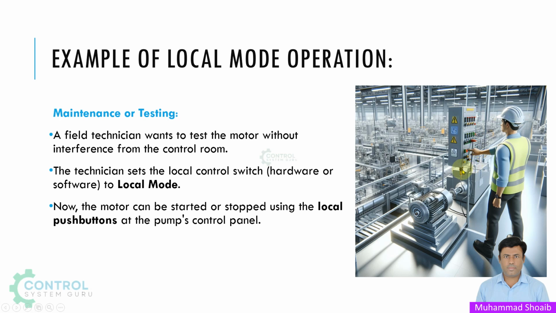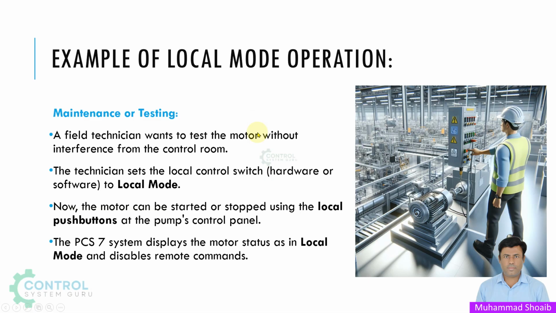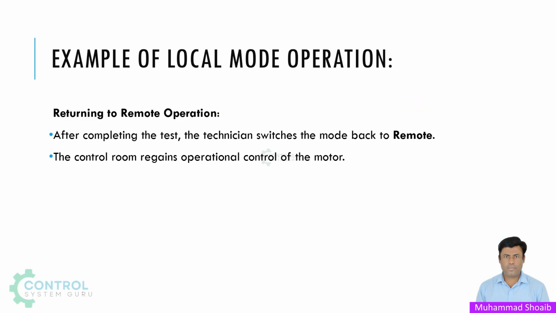Once the operator shifts the mode to local mode from the field switch, the remote side operator cannot operate the motor. Only the local side or field side operator can operate the motor. The PCS7 system displays the motor status as local mode and disables the remote commands. Once the field technician finishes the maintenance and troubleshooting, he will return the switch to the remote mode.